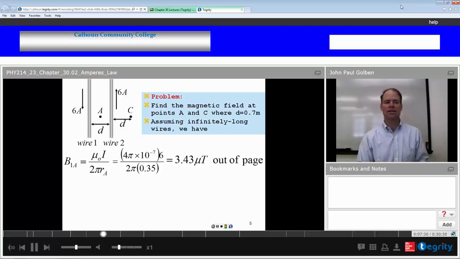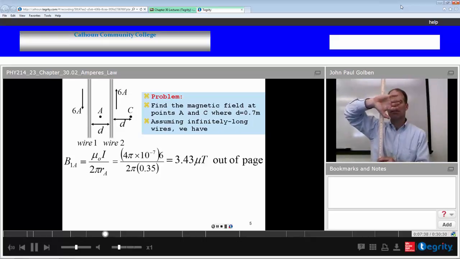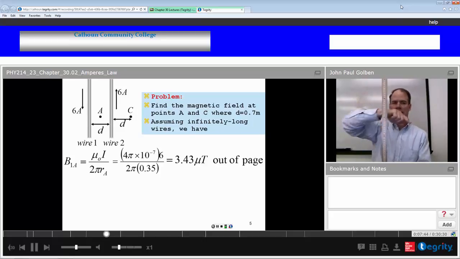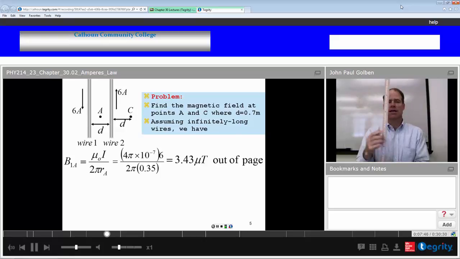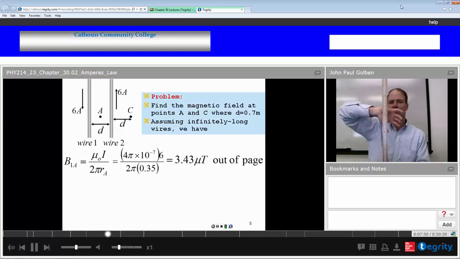And as I'm looking at this current coming down like this, if I take my right hand and point in the direction of that current, then at point A, which is to the left of that current, the field is going to be into the page. In other words, the magnetic field is going around like this, and to the left of this current it's going into the page, and to the right of this current, as you're looking at it, it's coming out of the page towards you.